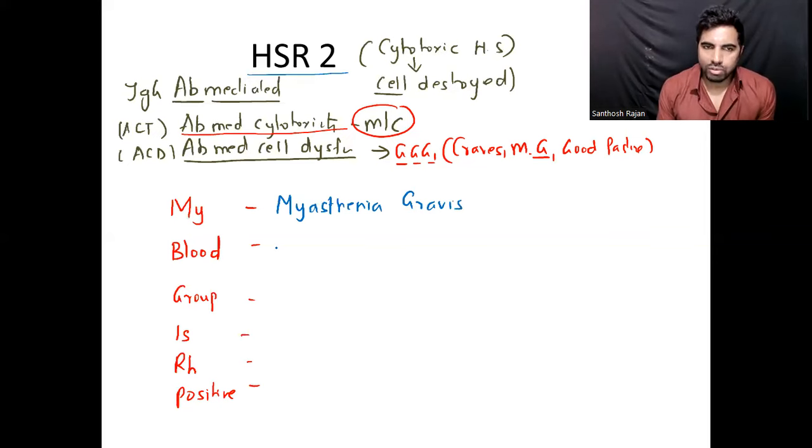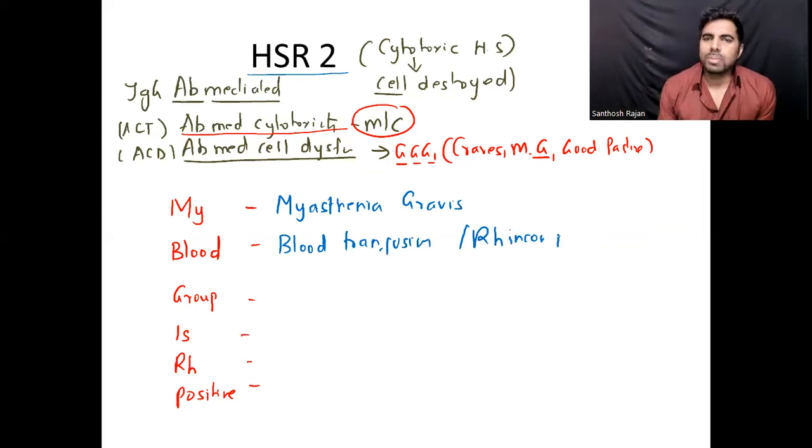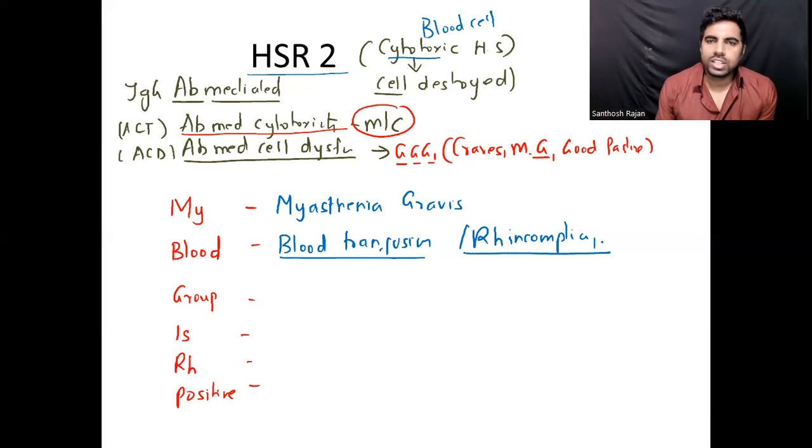M for Myasthenia gravis, B for blood, blood transfusion. When you talk about blood transfusion, we will also talk about Rh incompatibility. That also comes into blood. Anything related with the blood cells, cytotoxic means itself blood cells. Any blood cell related. So this is blood transfusion, ultimately everything is related with your RBCs.